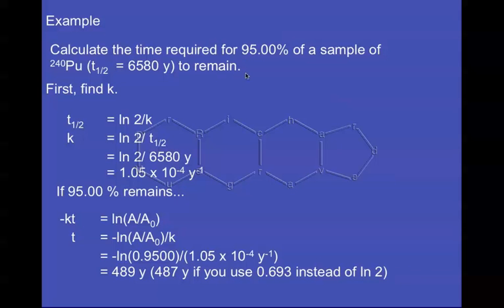Alright, so what about if we change the wording slightly and we make it 95% of the sample of plutonium to remain? So different wording here. It was decay last time, now it's remain. So we go ahead, we do the same thing, calculate K. If 95.00% remains, then that is A over A0, which is the fraction remaining. And we convert that into a fraction, 0.9500, and we get 489 years, which makes sense, because that would mean it doesn't take that long for 5% to decay to 95% left over.